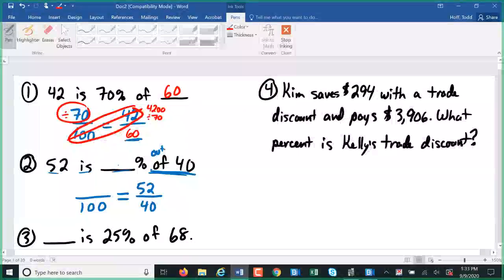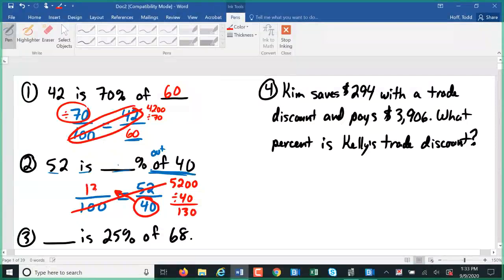Now the two numbers that are diagonal are the 100 and the 52. We multiply those, you get 5,200. And the third number, the one that is diagonal with our missing number, we divide by that. So we're going to divide by 40. 5,200 divided by 40 is 130. So 130 out of 100 or 130%. 52 is 130% of 40.